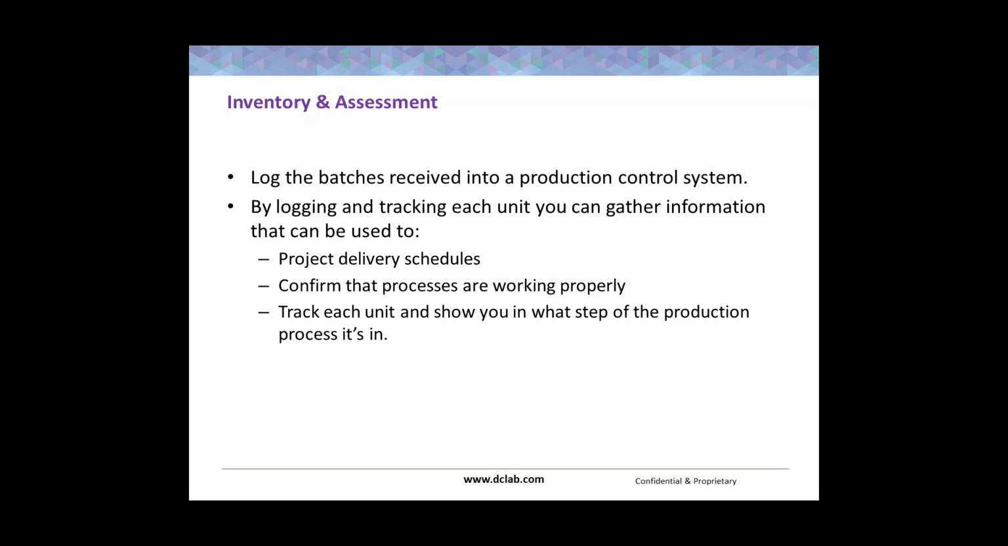You can record some metadata on each unit that can help you create a useful report. Metadata can be a batch number, number of pages per batch, date the unit was received, and as you convert the units, you can track other metadata such as date when each step of the production process occurred. And the importance of this data is that it can be used to project delivery schedule. It can confirm that the processes are working properly and track each unit to see in what step in the production process that unit is in.